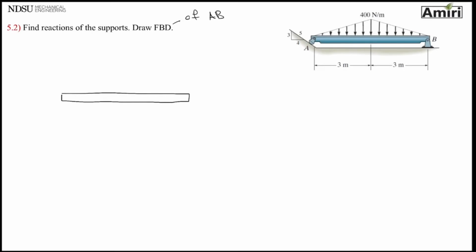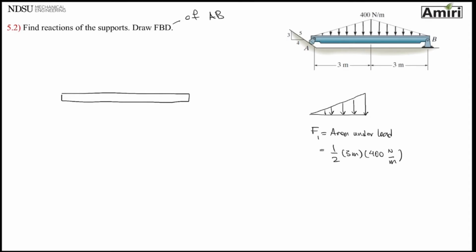Step 2 is to put active forces. The only active force that I see are those distributed loads. So if you remember from previous lectures, I have to replace that distributed load by equivalent forces. The first thing I'm going to do is divide it into 2 triangles. And remember, the force is area under load, which in this case is half of 3 meters by 400 Newton meters.